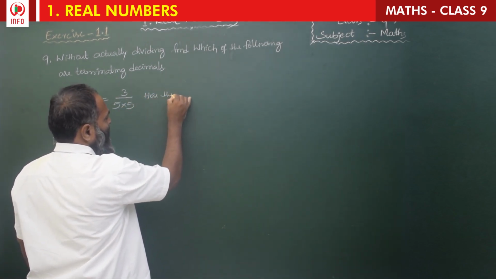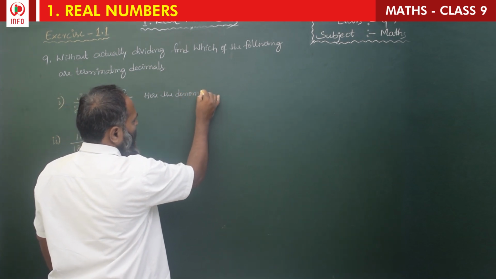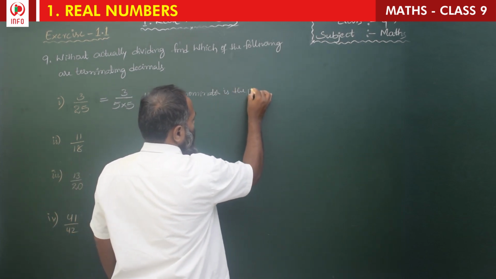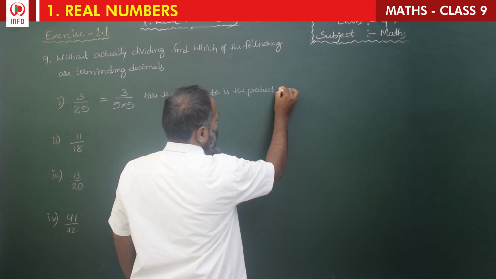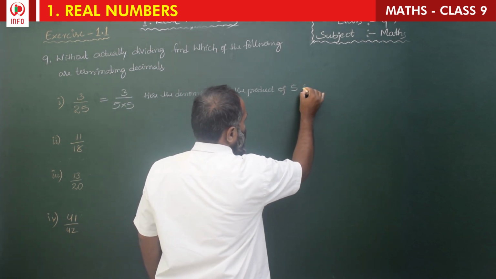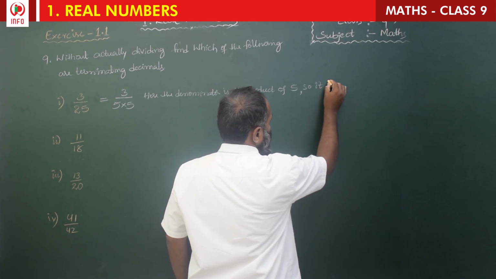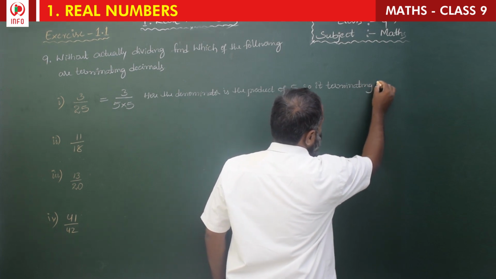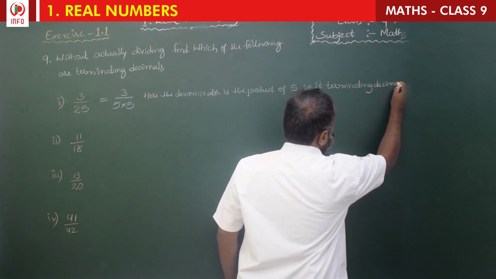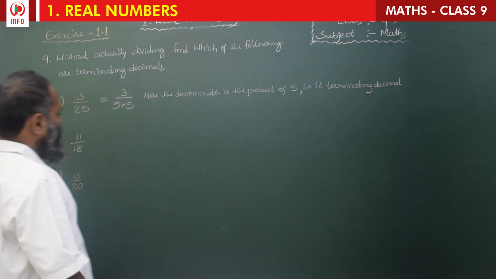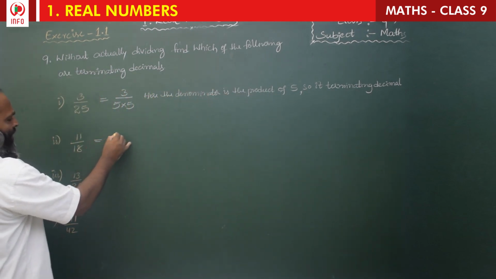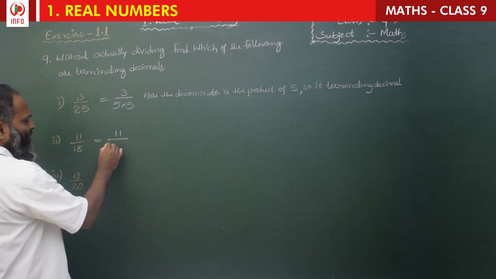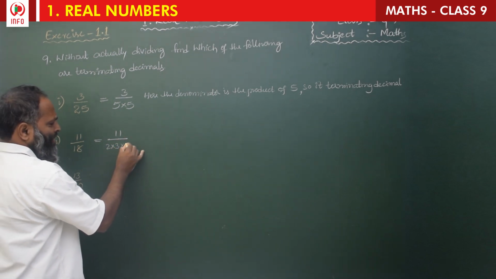Here the denominator is the product of 5's. So it is a terminating decimal. Now here 11 by 18, how to take 18? 2 3's are 6, 6 3's are 18.